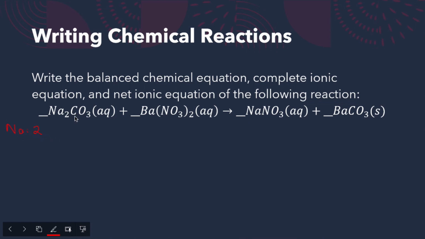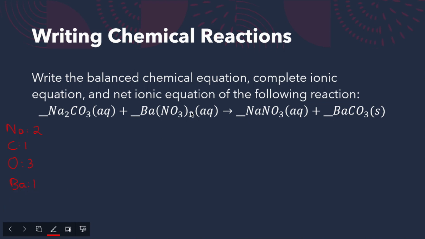Over here we have 1 carbon atom. Again, we're disregarding the polyatomic. Carbonate is a polyatomic, but we're going to ignore that for now. And we have 1 carbon atom on this side. We have 3 oxygen atoms. We have 1 barium atom.